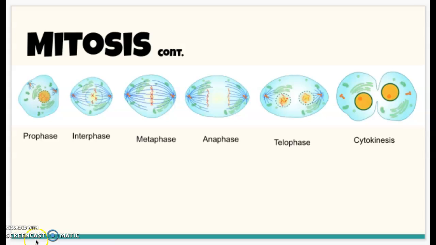So here's a look at what happens during mitosis. So first you have prophase, where everything is starting to happen. You can see the organelles. Interphase, all the chromosomes meet in the middle. Metaphase, they line up in the middle. Anaphase, they begin to pull apart. Telophase, now there's two separate nuclei, and then cytokinesis is where it starts to grow.